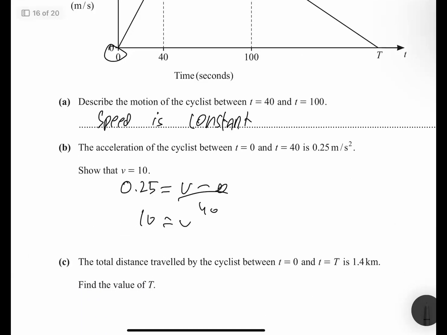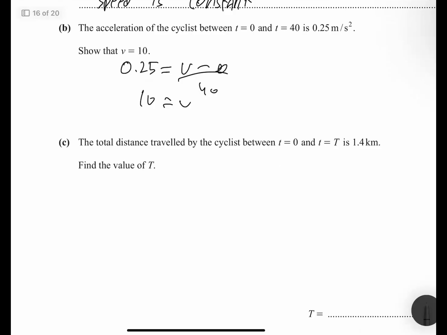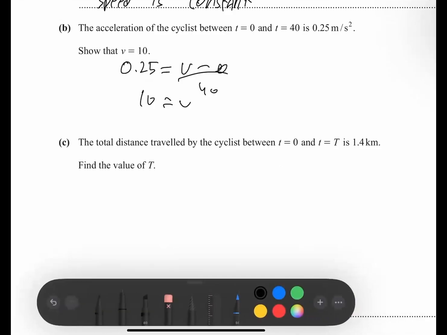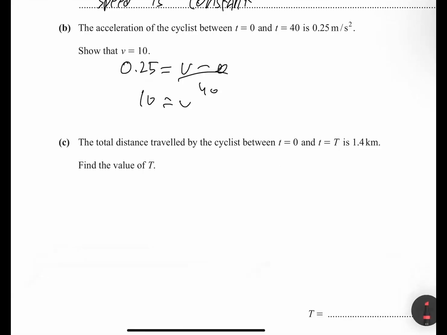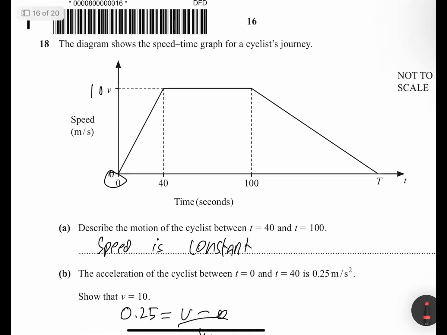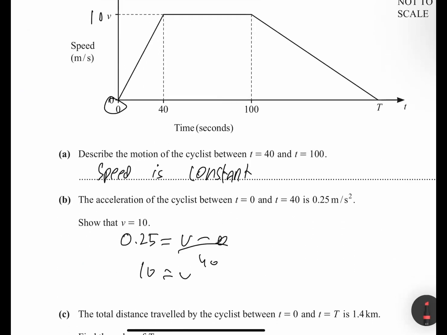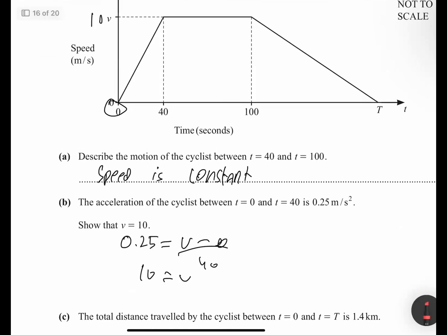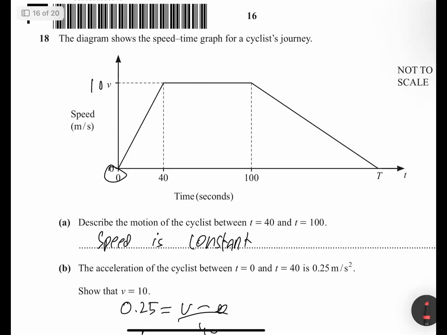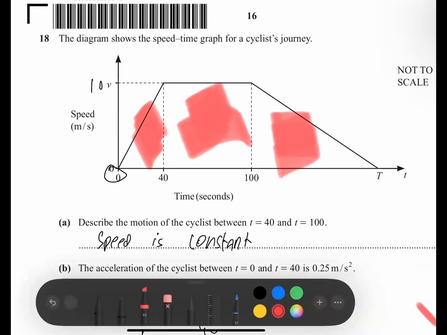The total distance traveled by the cyclist between t is equal to 0 and t is equal to t is 1.4 kilometers. Find the value of t. For a speed time graph, the distance traveled is the area under the graph. We need to calculate the area under this graph. We can see that it is divided into three shapes. The examiner has already done that for us. A triangle over here, a rectangle over here, and a triangle over here. So it's relatively easy for us now.